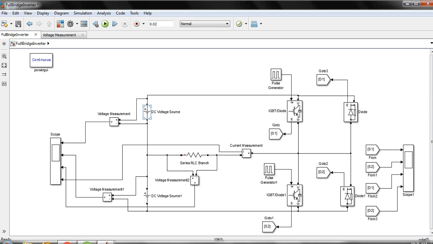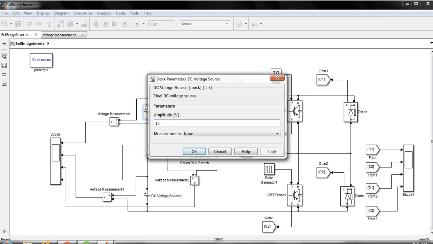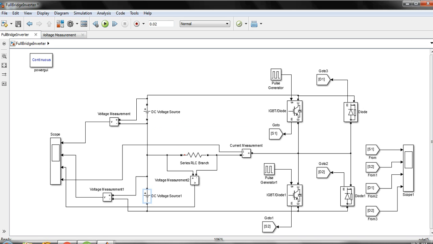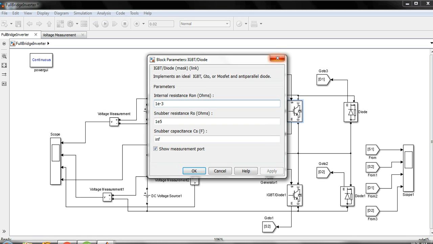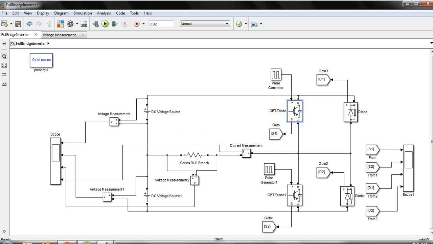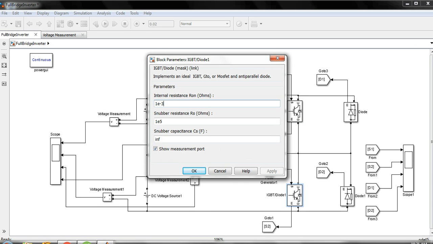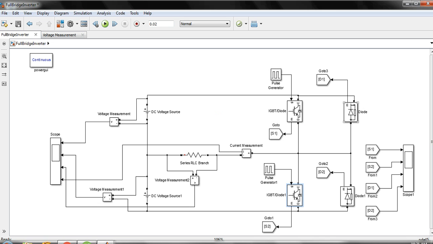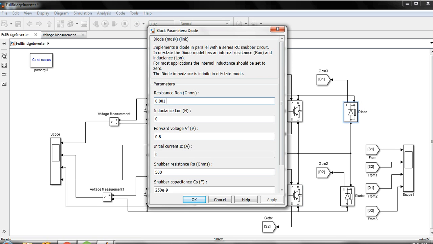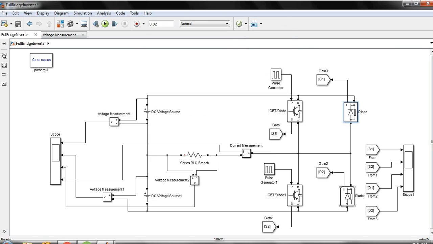So this voltage has a supply of Vs by 2, which is 10. I have taken 10 as Vs by 2, and here the lower one is also Vs by 2. So we have a total input voltage of 20 volt, which is divided into 10 volt and 10 volt. Here I have used IGBTs as the switches, with the default configuration of Matlab Simulink, and these are the diodes with the default configuration of Matlab Simulink.